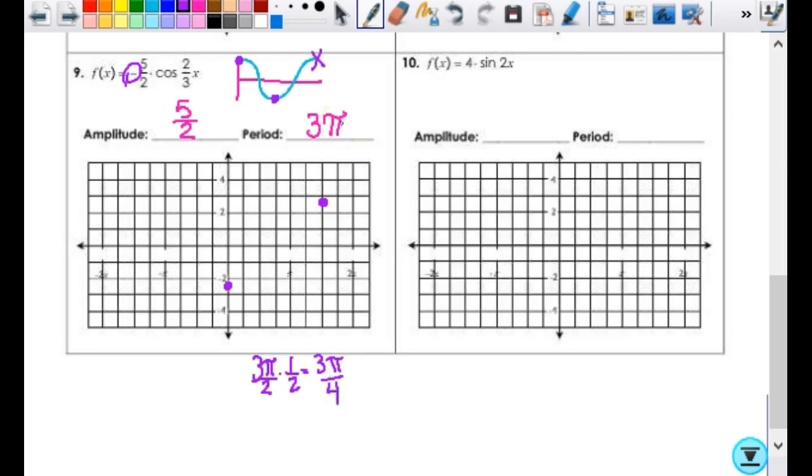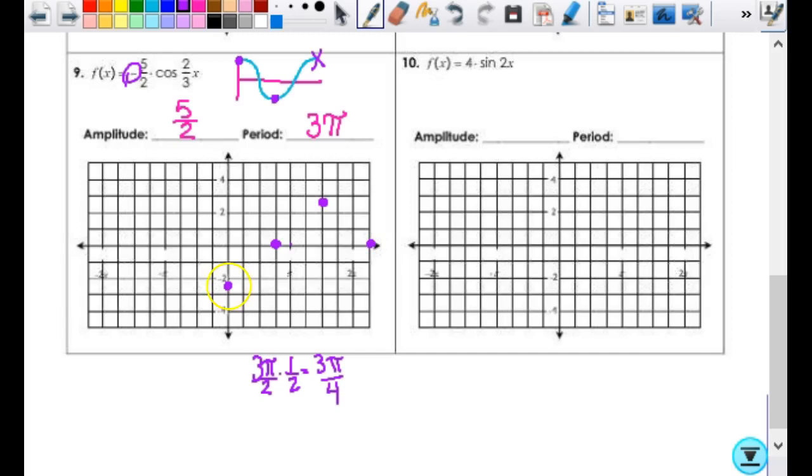Dividing by 2 is the same as multiplying by 1/2. This is 3 pi fourths right here, and this is a 0. So it's going to look like this. Now I had to go 1, 2, 3 spaces, so I can go 1, 2, 3, and so when I'm coming back down, that point right there fits on the graph.